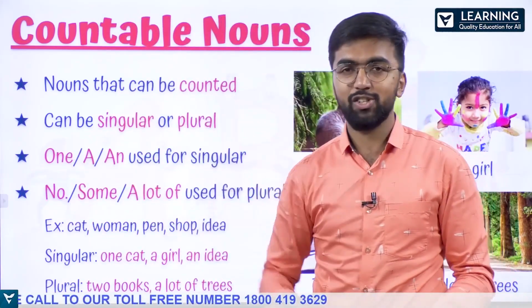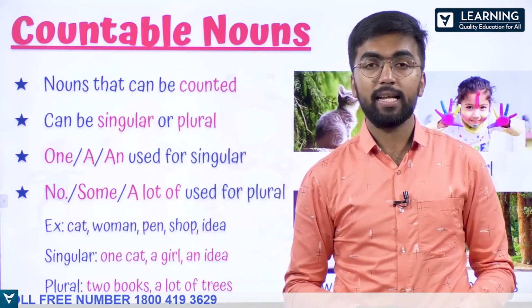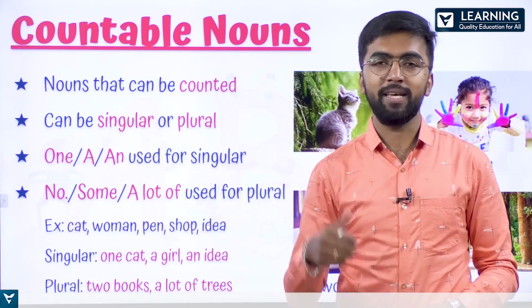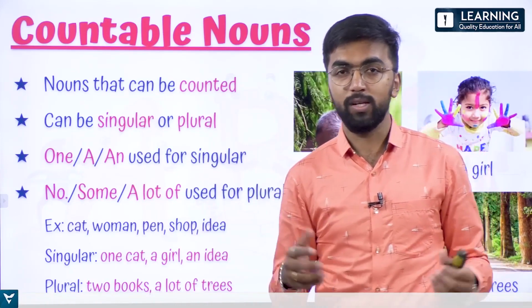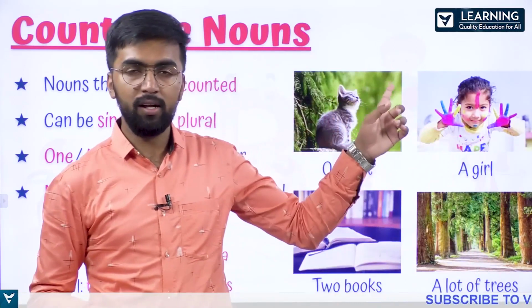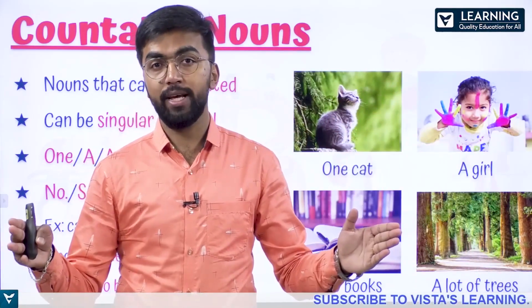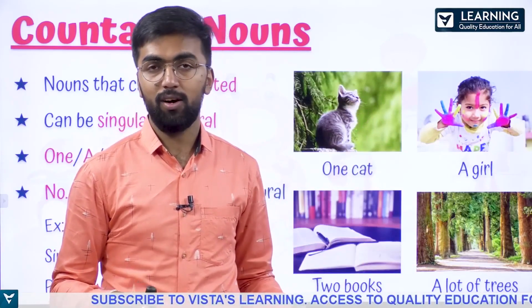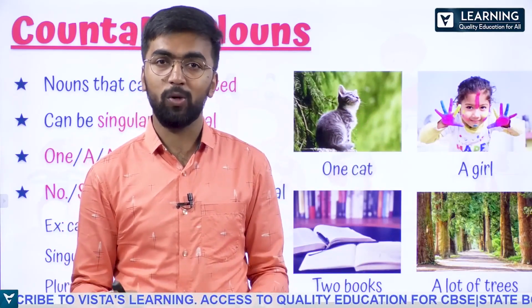Countable nouns, in short, are nouns that can be counted with numbers. They can either be singular or plural, like a girl or a lot of trees, one cat or two books, or many books.